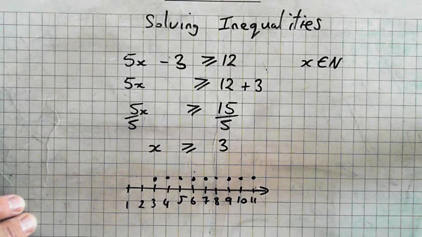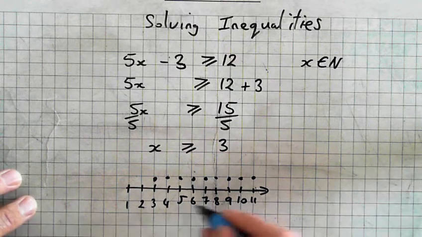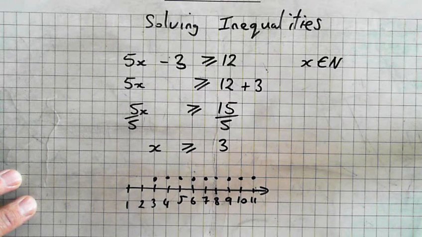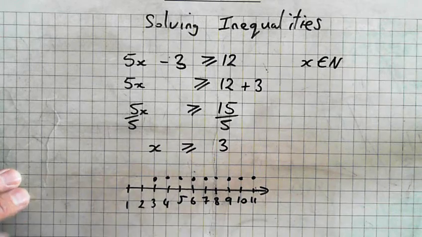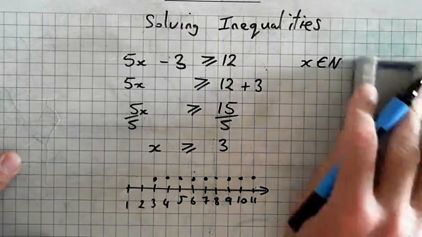Okay? Do you understand that? Yeah. So that's how you show your answers, if they ask you to draw it on a number line. They're all the natural numbers, beginning at 1 and continuing on upwards. Alright, example 2.